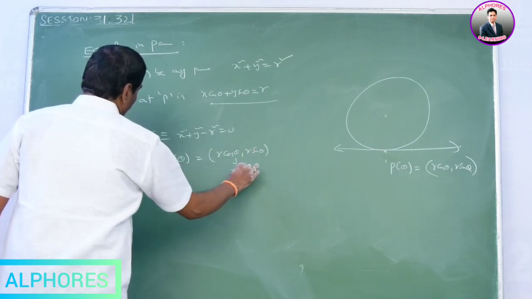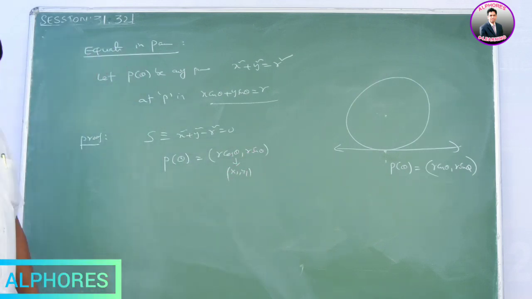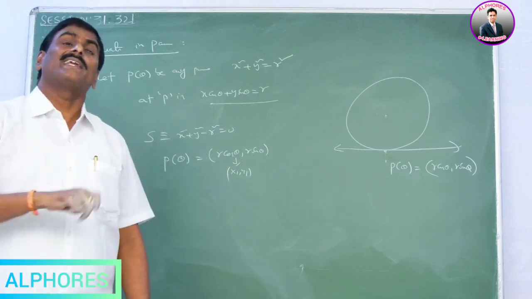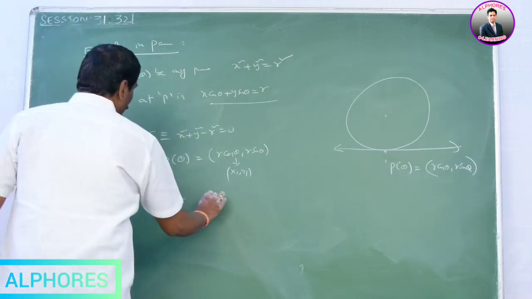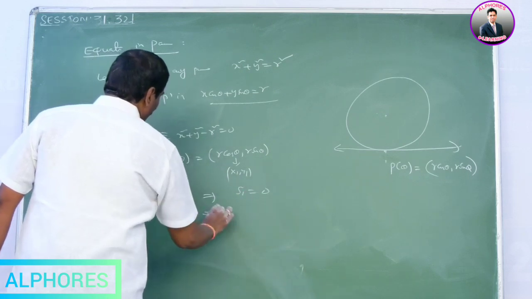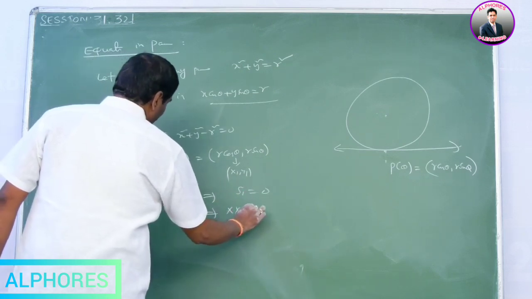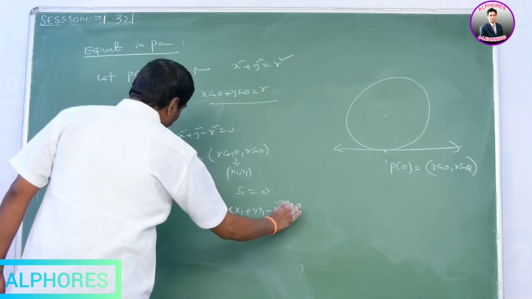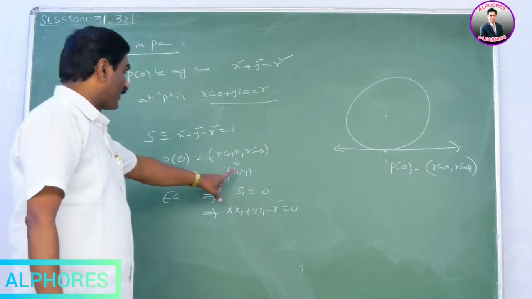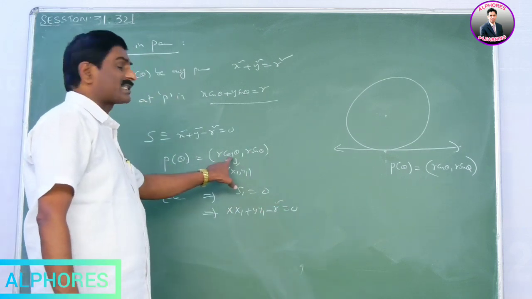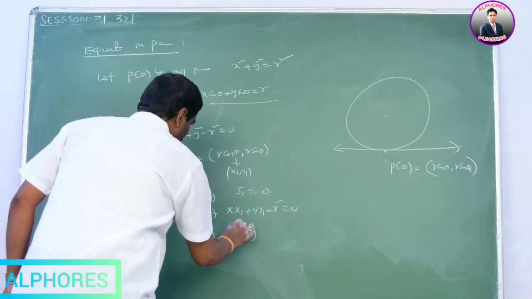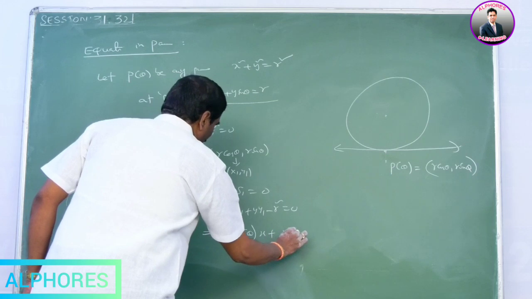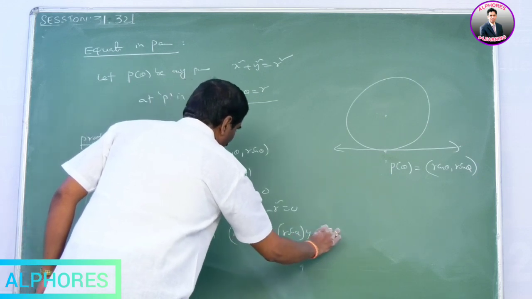Say this value is x1 y1. If x1 comma y1 is any point on the circle, what is the equation of the tangent? S1 is equal to 0. So the equation of the tangent at P to the circle is S1 is equal to 0. What is S1? x x1 plus y y1 minus r square is equal to 0. But what is the value of x1 y1? x1 y1 means r cos theta comma r sin theta. So r cos theta into x plus r sin theta into y minus r square is equal to 0.